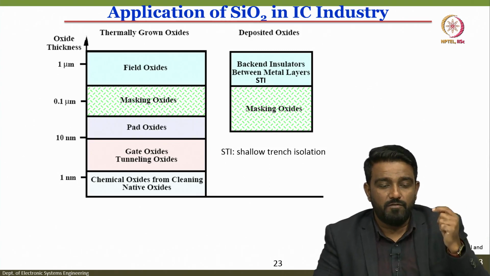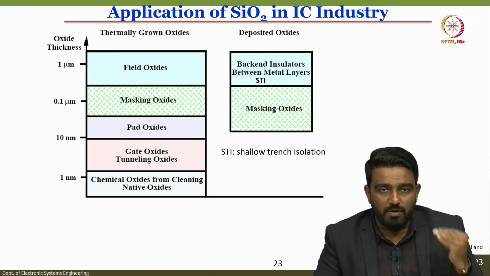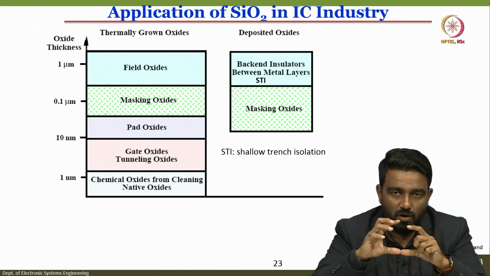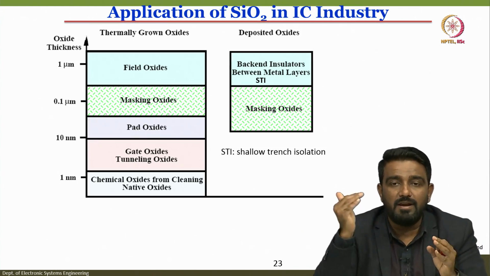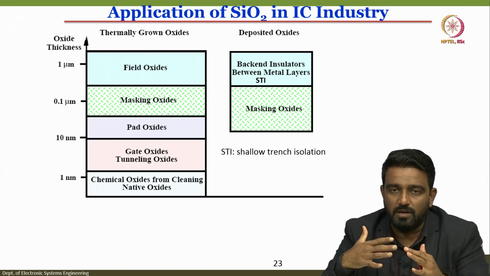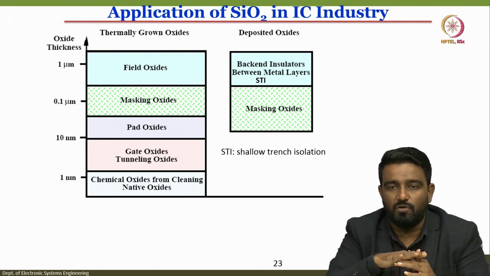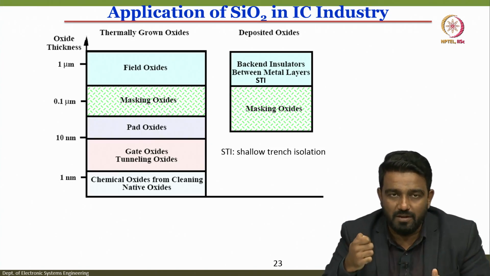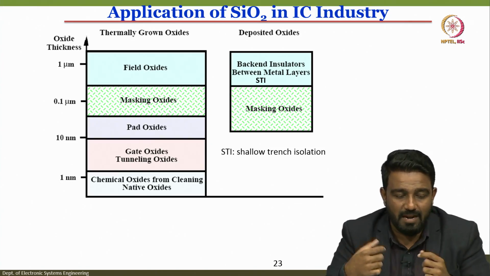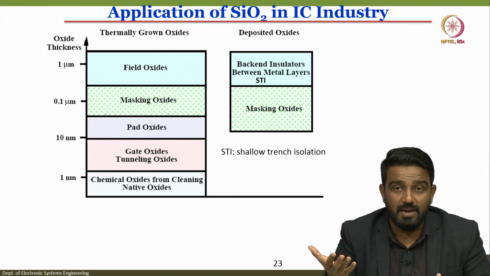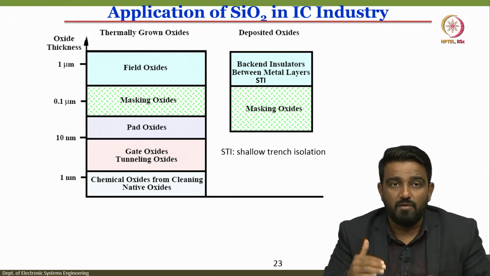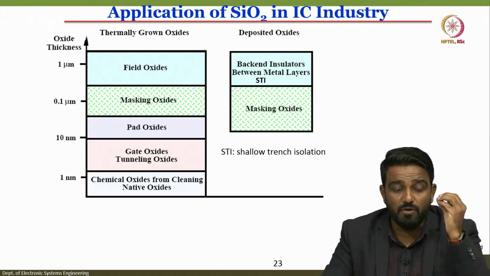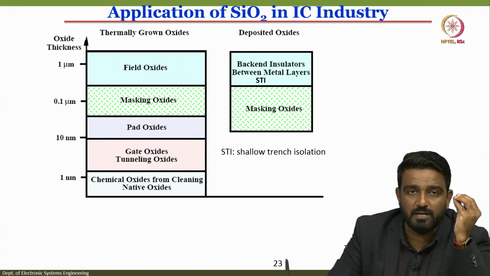Depending on the type of oxidation, the thickness of the oxide on the silicon wafer will change. If you go from 1 micron to 1 nanometer, 1 nanometer is a native oxide. Like I said earlier, when you keep the wafer exposed to air, the oxygen forms a thin layer of oxide on the wafer, which is the native oxide. But if you use it for a gate, it falls somewhere around 10 nanometer. If you use a masking oxide, it can be 0.1 micrometer. For field oxides, it is 1 micrometer.